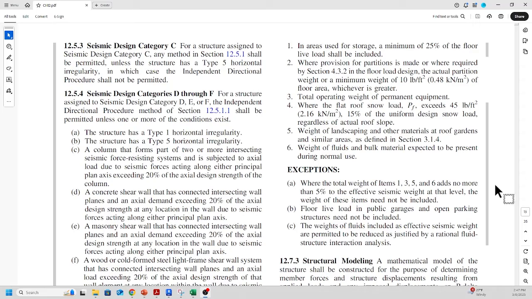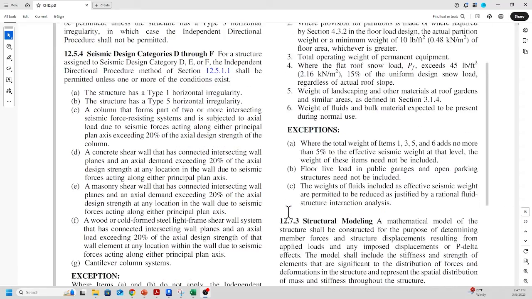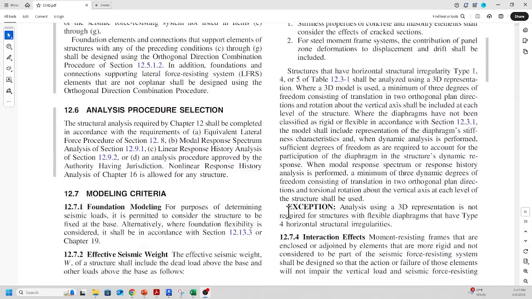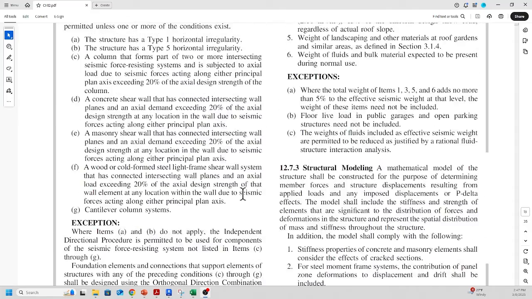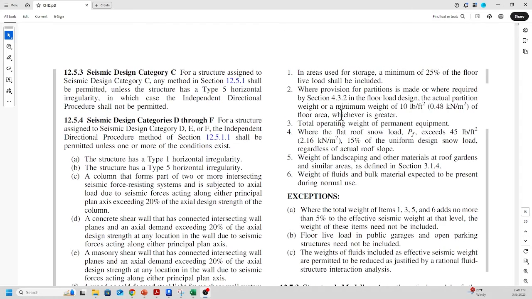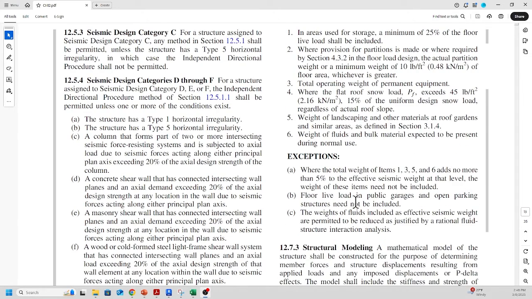So there's this limitation right here. It is the effective seismic weight. And then I come back up here. It says none of these apply to ours anyway at this point. So it's a good reading. You should read this stuff.